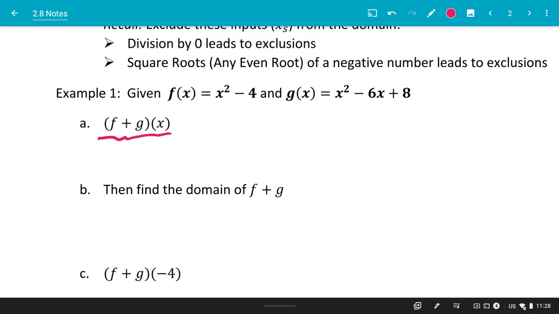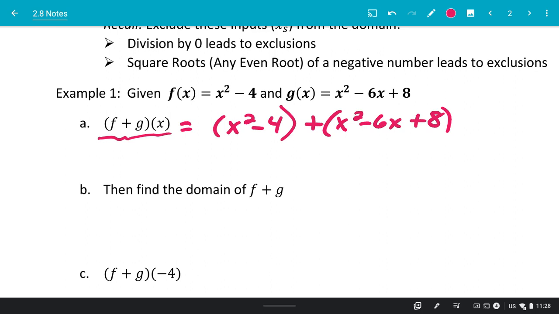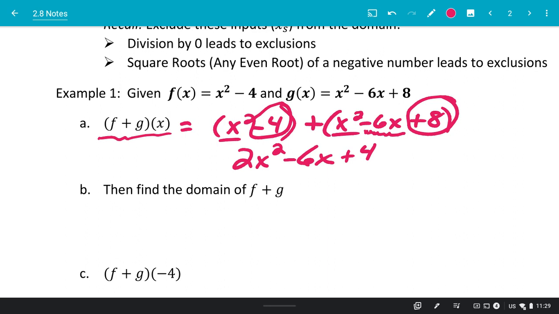Example number 1, we're just taking f plus g. In other words, here's f, here's g. Okay? We're going to add them together. So that means we're going to take x squared minus 4. We're going to add it to x squared minus 6x plus 8. Basically, we're combining like terms, right? I got an x squared and an x squared. So x squared plus x squared is 2x squared. I have no other x values, so I'm just going to bring it down. Plus a negative becomes a negative 6x. And then finally, my two constants. Negative 4 plus 8 is a positive 4. So f plus g of x is 2x squared minus 6x plus 4.